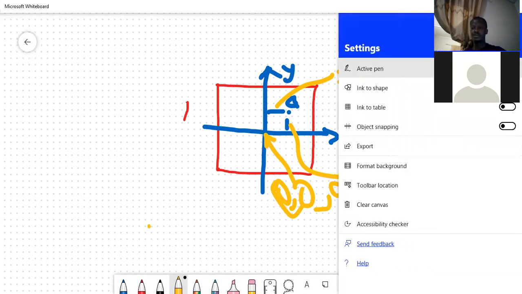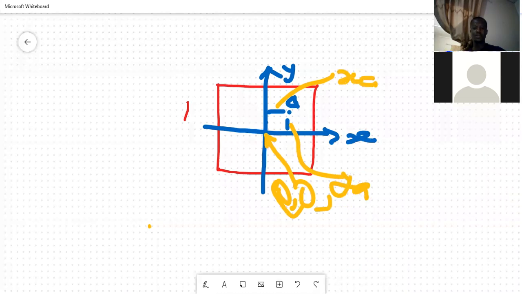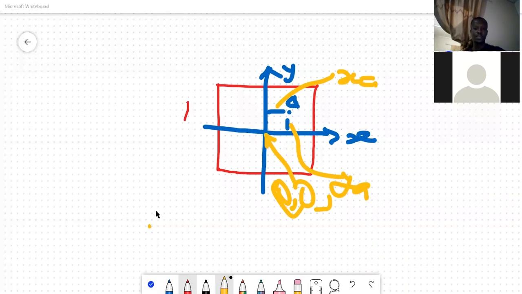Oh no, this thing doesn't want to write. Okay, that's fine. So photo coordinate system.